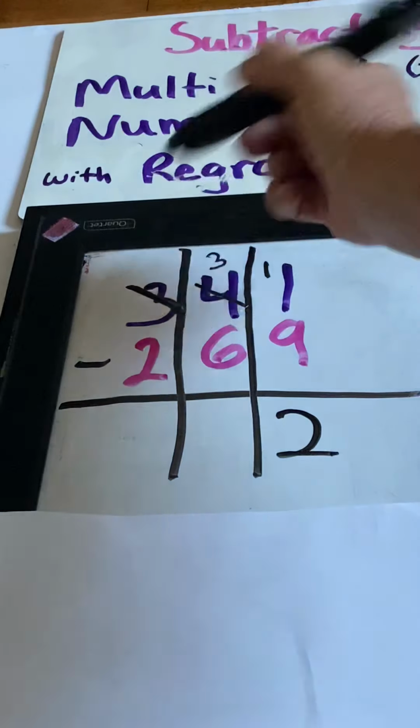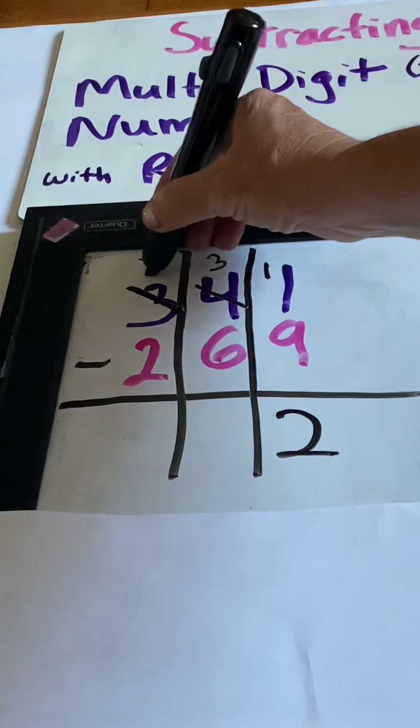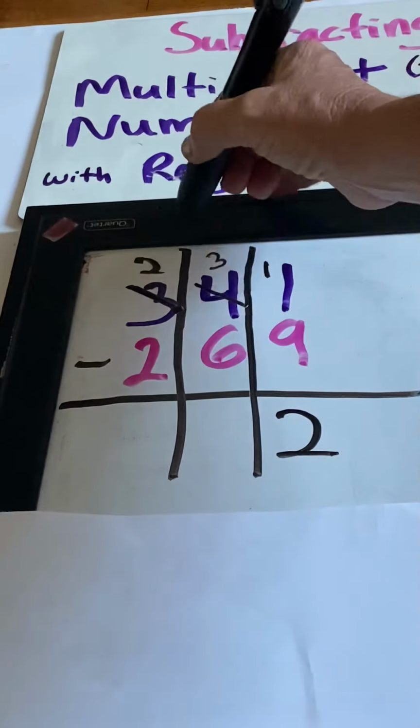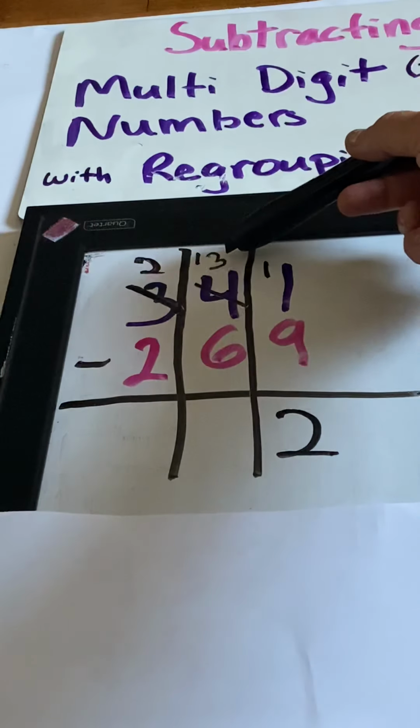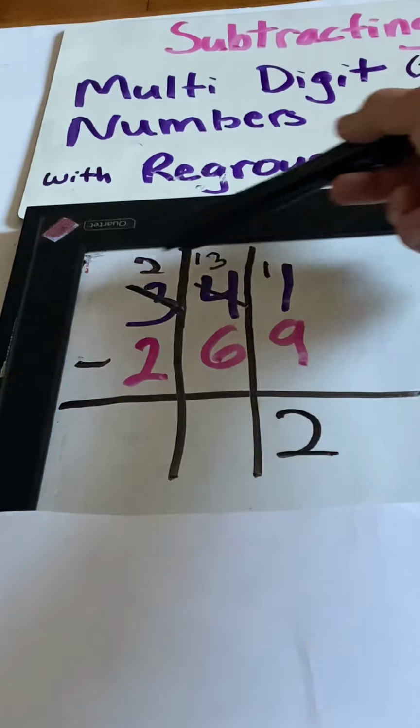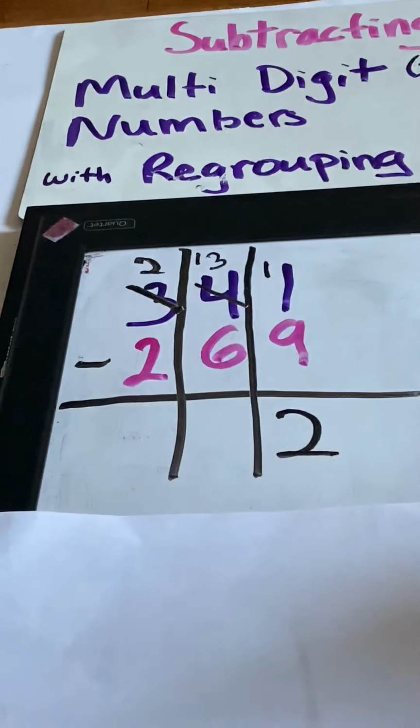So I'm going to take away from the neighbor. I'm going to borrow from the neighbor, borrowing 1. So I'm going to put a 2 above it, put the 1 right here. So now I have a new number, which is 13. And I'm going to say 13 minus 6. So I can do that.